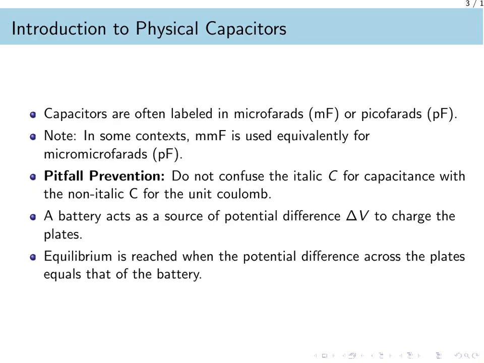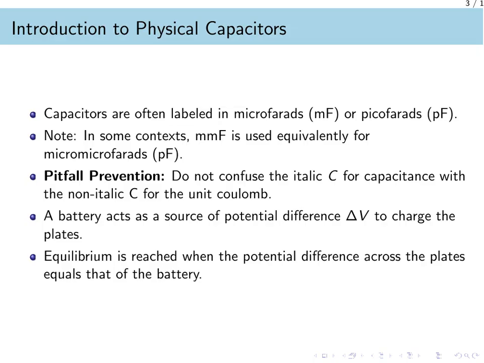When we look at physical capacitors in the lab or in consumer electronics, they are typically labeled with units of microfarads, abbreviated as lowercase μF, or picofarads, denoted as pF. You may occasionally encounter the older notation double μF, which is equivalent to picofarads. A critical pitfall to avoid is confusing the italicized letter C, which represents the variable for capacitance, with the non-italicized C used for the unit coulomb.